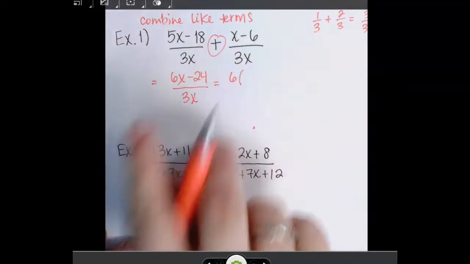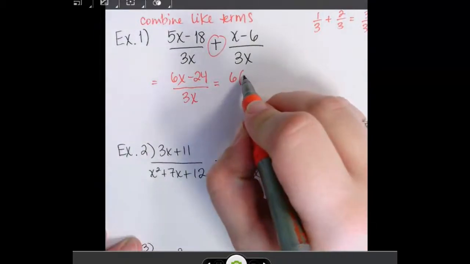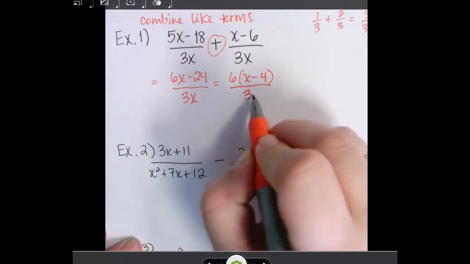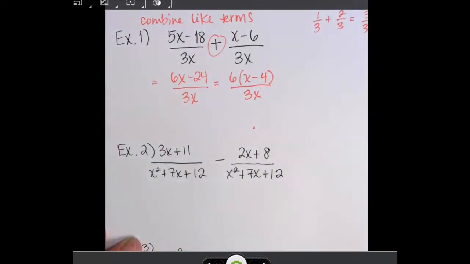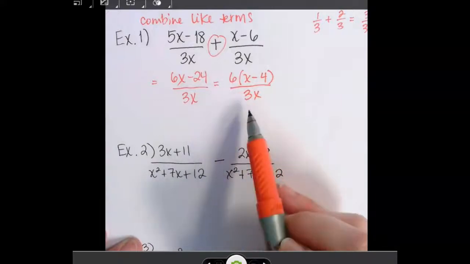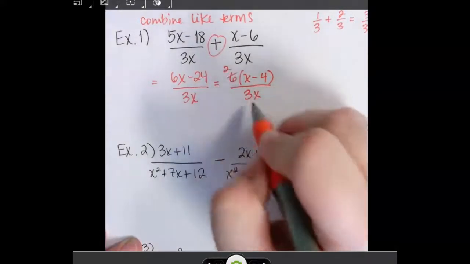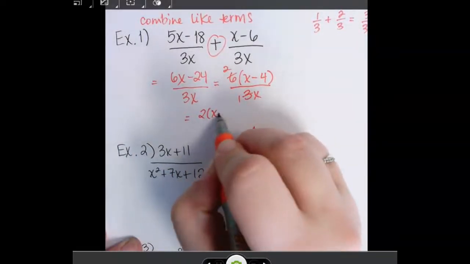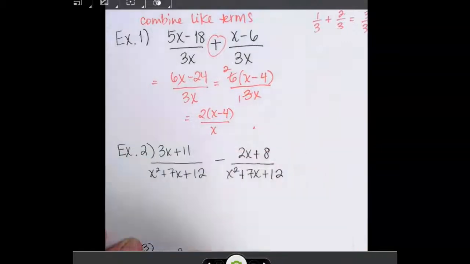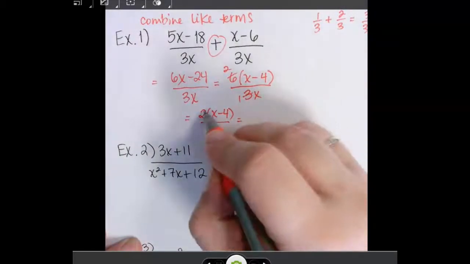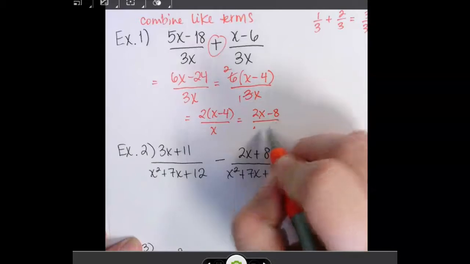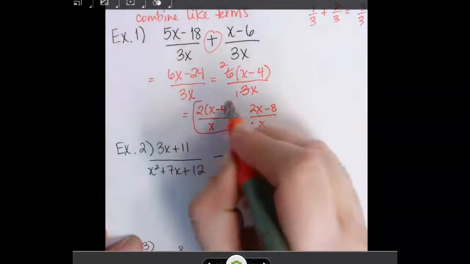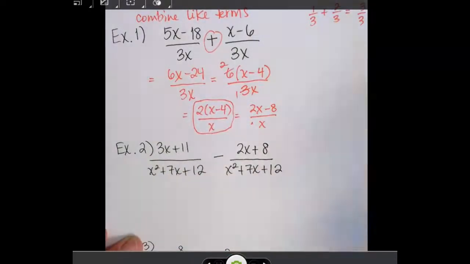And if I factor a 6 from 6x minus 24, I get 6 parentheses x minus 4, and then that is still over 3x. And the advantage of doing that is I can then see I have 6 over 3, which would reduce to 2 over 1. So my completely simplified answer would be 2 times the quantity x minus 4 over a single x. Sometimes you'll see that distributed out. If that were the case, it would look like this, 2x minus 8 over x. Sometimes you see it left in factored form. For our purposes, we're usually going to keep it in factored form.